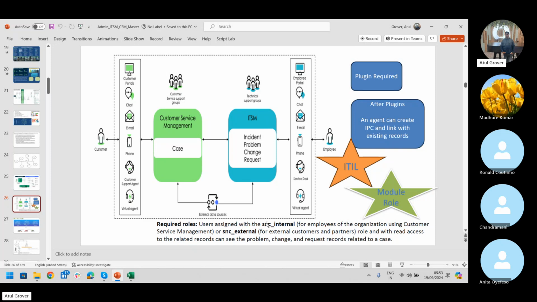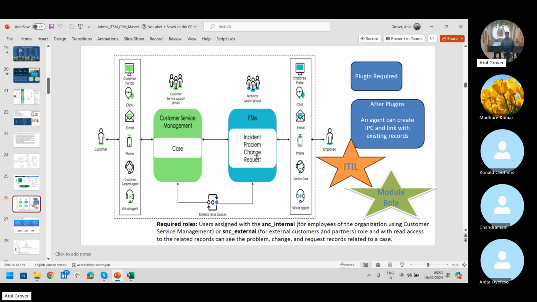User assigned with the SNC internal role for the employee of the organization using customer service management, or SNC external with read access to see this part. I am a customer, but I want to see which problem record is open. I need the SNC external role. That is important, so that I can read the background problem, problem change, and incidents and requests as well.